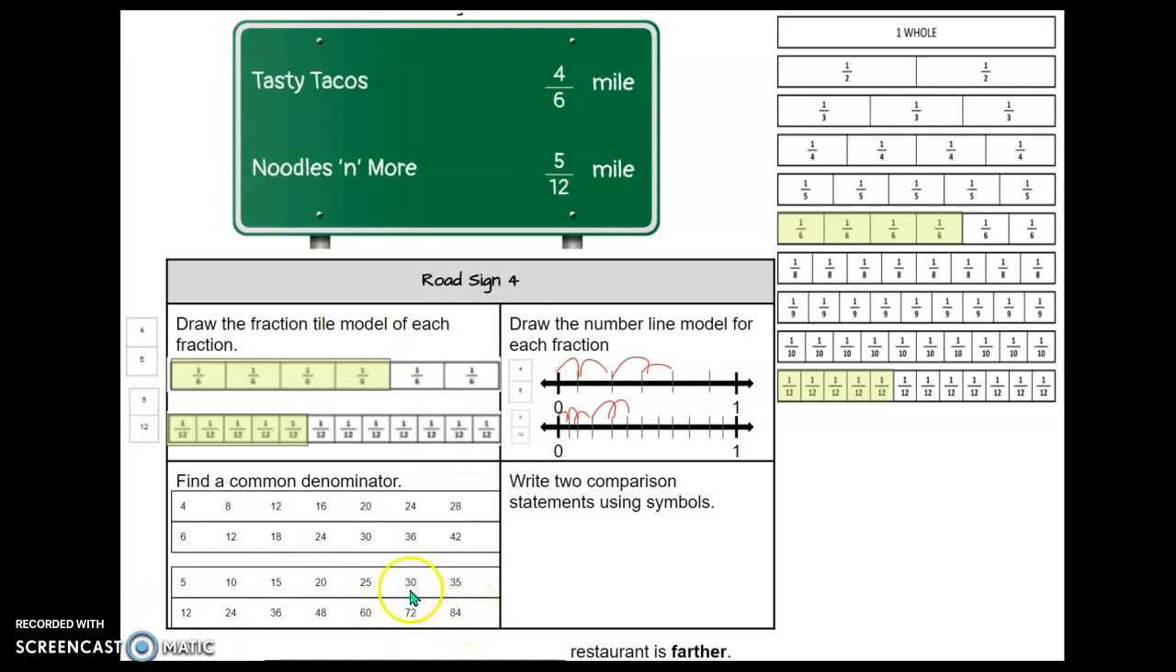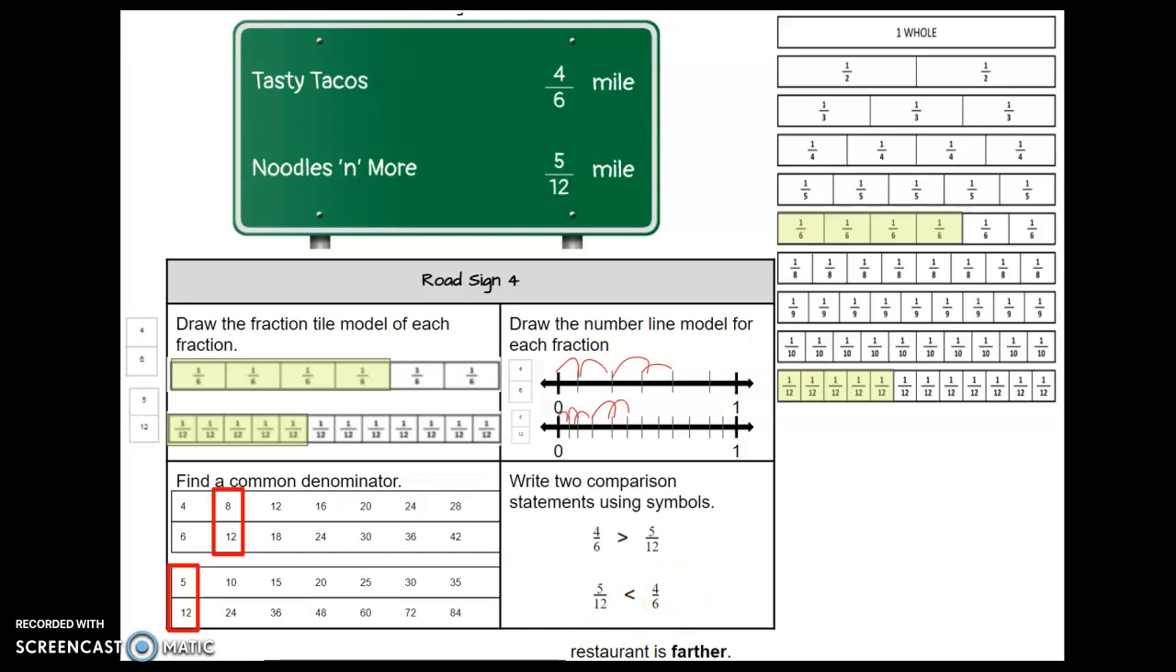Now, we are still going to look for the ones that have the same denominators, the same bottom numbers. Whenever I look, I can see that this one has 12ths and this one has 12ths. And that tells me that 8/12 is greater than 5/12. And if I relate that to what I have over here, that still helps me see that 4/6 is greater than 5/12. So I'm able to write my comparison statements, and I'm going to write it both ways. I'm going to say that 4/6 is greater than 5/12, and 5/12 is less than 4/6.